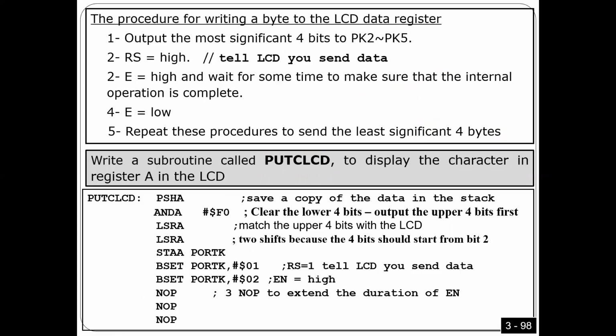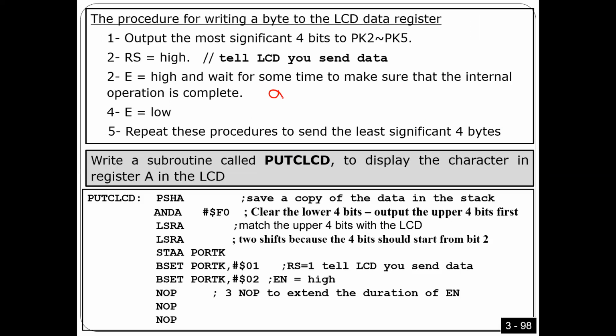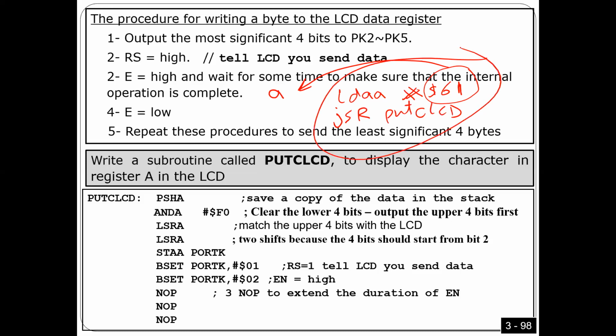If I want to display the letter A on the LCD, what should I do? I have to say load accumulator A, and then 61, because 61 is the ASCII of A. So number 1, I have the letter I want to display, and I put its ASCII in register A. Number 2, I say jump subroutine put character LCD. That's it. Once you do that, you can see the letter A on the LCD. Very easy, guys.